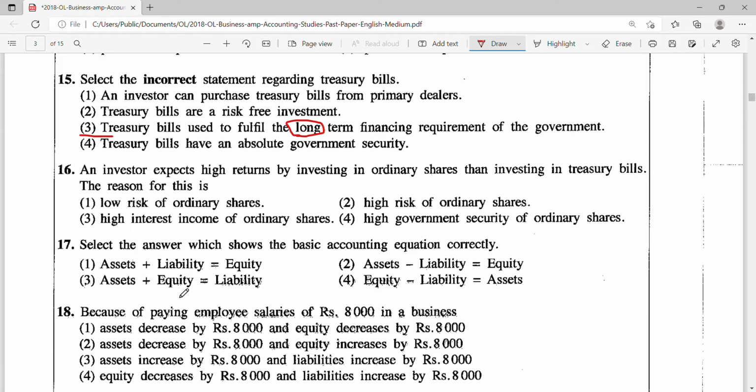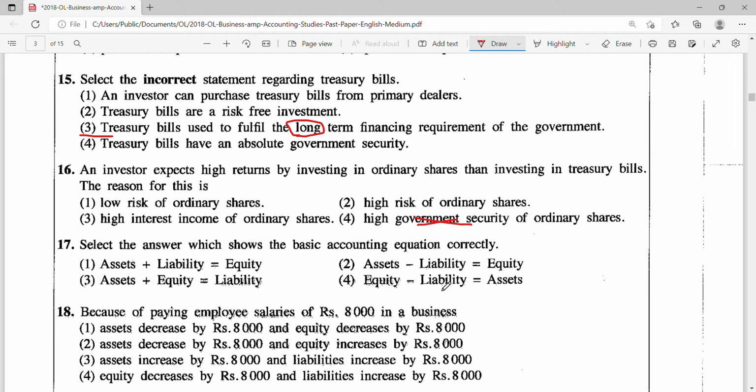Why? Government never sells equity. When you sell ordinary shares, you are selling ownership. So can government issue shares? No. So will government come forward and give any form of guarantee for that? No. So answer 4 is incorrect to mention that there is high government security for ordinary shares.